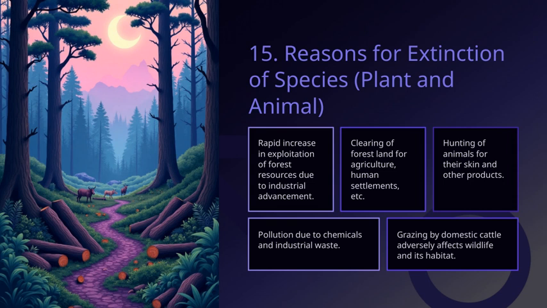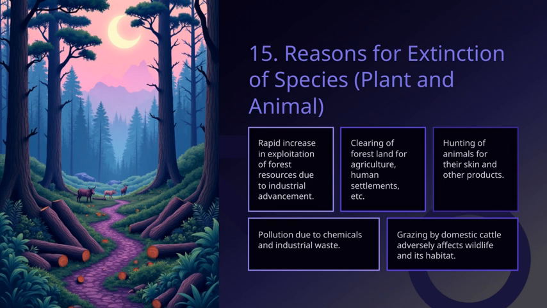Grazing by domestic cattle is also a concern. Overgrazing can damage plant life and disturb the natural balance of ecosystems, adversely affecting native wildlife and their habitats. Lastly, hunting for skins and other products has historically led to the decline of many species. When animals are hunted excessively for commercial purposes, their populations can't recover, pushing them closer to extinction.